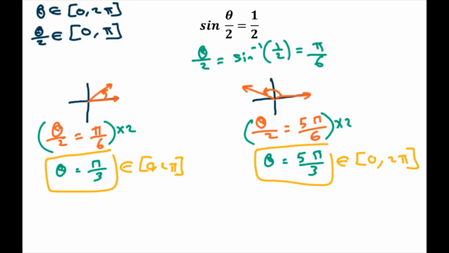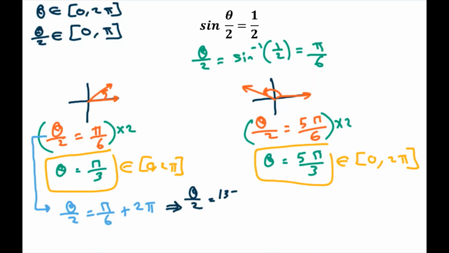Now, let's try to add 2 pi each time. So I'm going to take this and add 2 pi. So theta over 2 equals pi over 6 plus 2 pi, and that's basically equal to theta over 2 equals 13 pi over 6. And when you multiply by 2 on both sides, you will get theta equal 13 pi over 3.